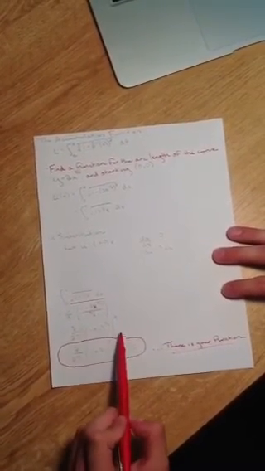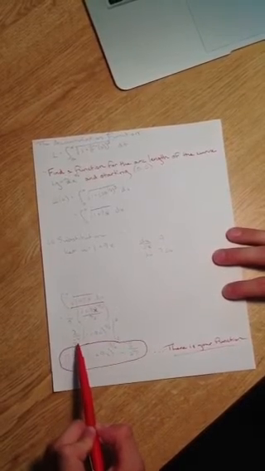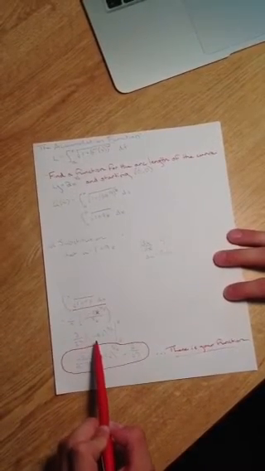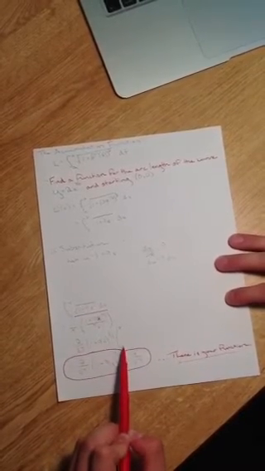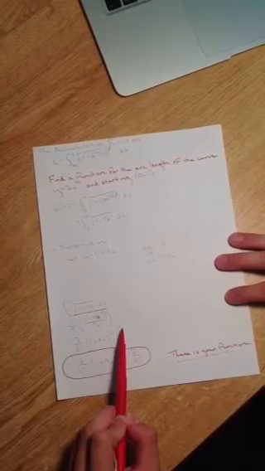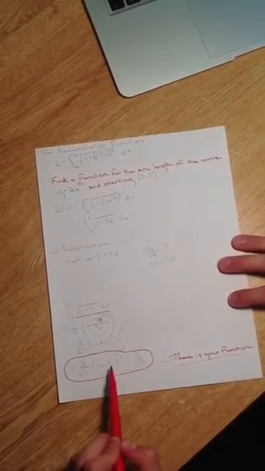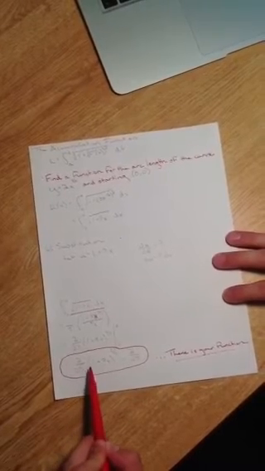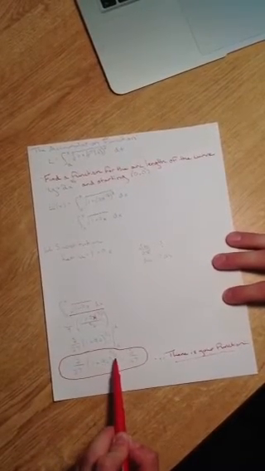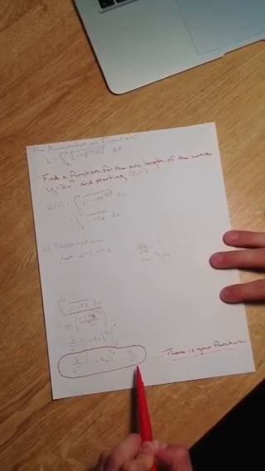Putting our limits back in, we have 2 over 27 times 1 plus 9t to the 3/2 with our limits of integration between 0 and any number x. That means our function and the answer to this problem is 2 over 27 times 1 plus 9x to the 3/2 minus 2 over 27.